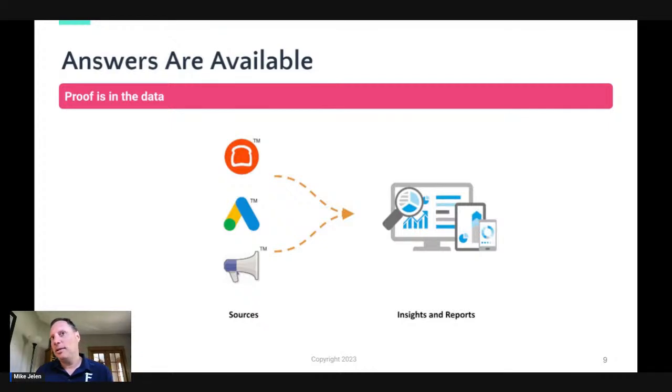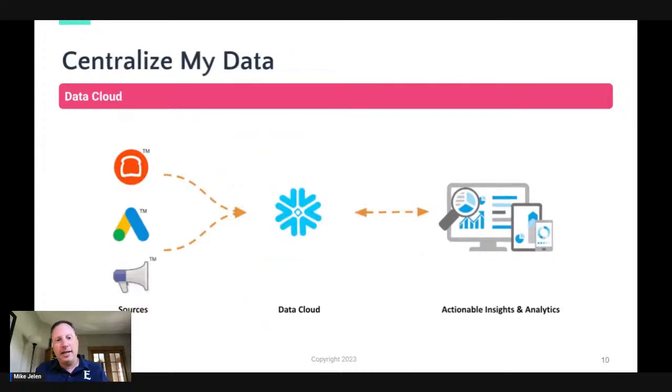You may have some limited success doing that. However, when you go and say, well, all right, let's take data from those three sources, Toast, Google Ads, Meta Ads, push that into your data cloud, in this case, Snowflake. Now you're able to combine that data together to be able to get those actionable insights and analytics.